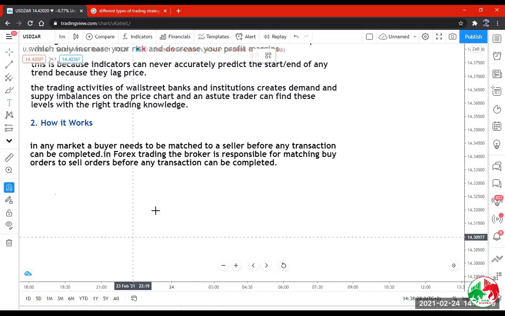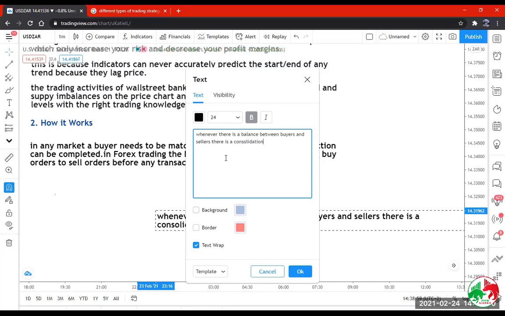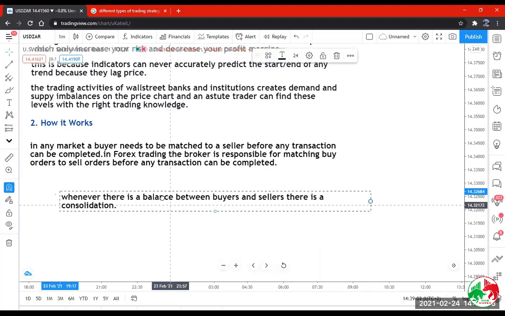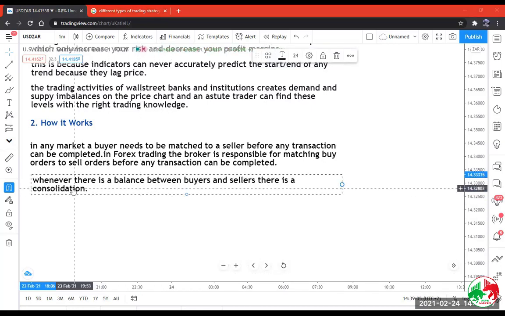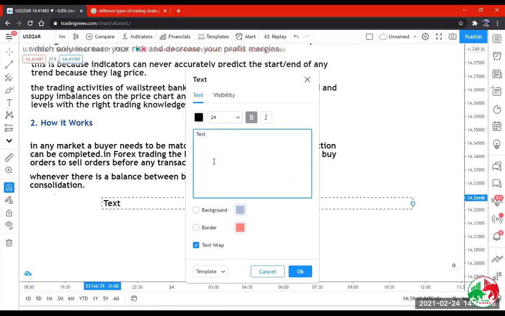Whenever there is a balance between buyers and sellers, there is consolidation. Basically, in consolidation, buyers and sellers are placing orders, and when one of them has more orders, for example buy orders, you will see a big buy move. Yes, correct. I think you are understanding this.